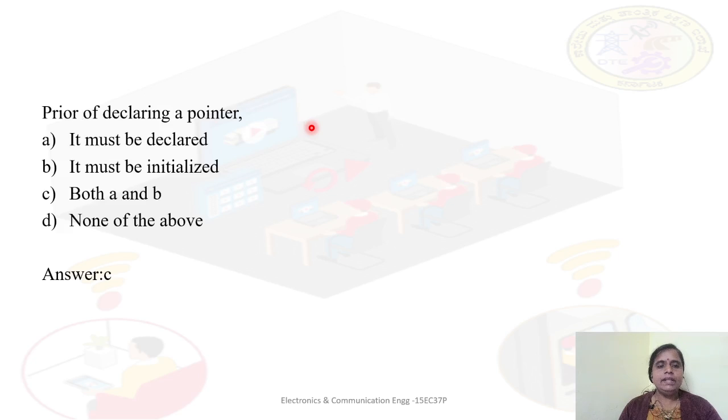The next, prior to using a pointer, it must be declared, it must be initialized, or both. So whenever I am going to declare a pointer, it has to be declared and also it has to be initialized. So both is mandatory. So your answer is C.